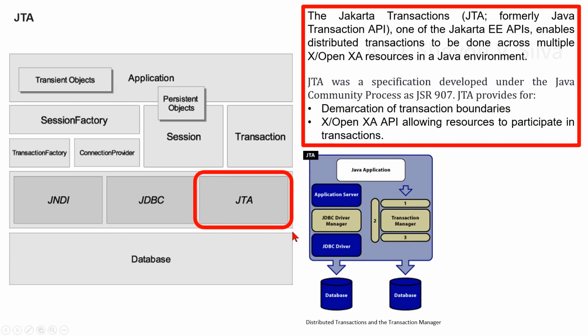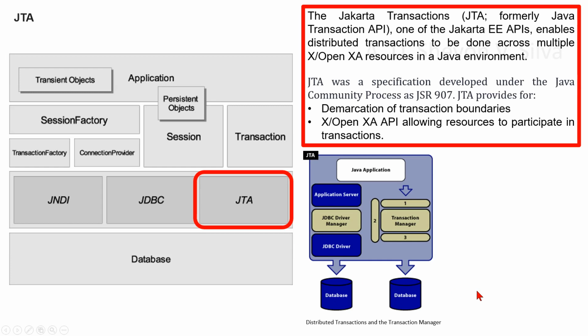Now we are focusing on JTA, the Jakarta Transactions. JTA, formerly Java Transaction API, one of the Jakarta EE APIs, enables distributed transactions to be done across multiple X/Open XA resources in a Java environment. JTA was a specification developed in the Java Community Process as JSR 907. JTA provides for demarcation of transaction boundaries and the X/Open XA API allowing resources to participate in transactions.